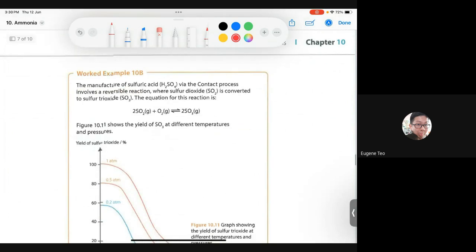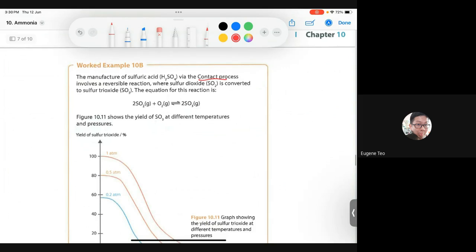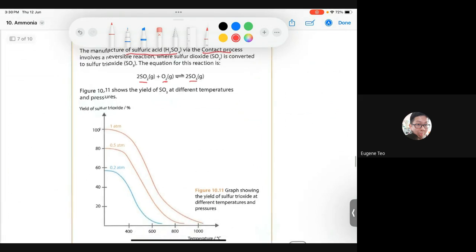Okay, another reaction, the contact process, is also reversible. It starts from your SO2, sulfur dioxide, which readily reacts with O2 to form SO3. Once SO3 is formed, you let it dissolve in water and it forms sulfuric acid. So the production of sulfuric acid also involves an industrial process, a reversible reaction.